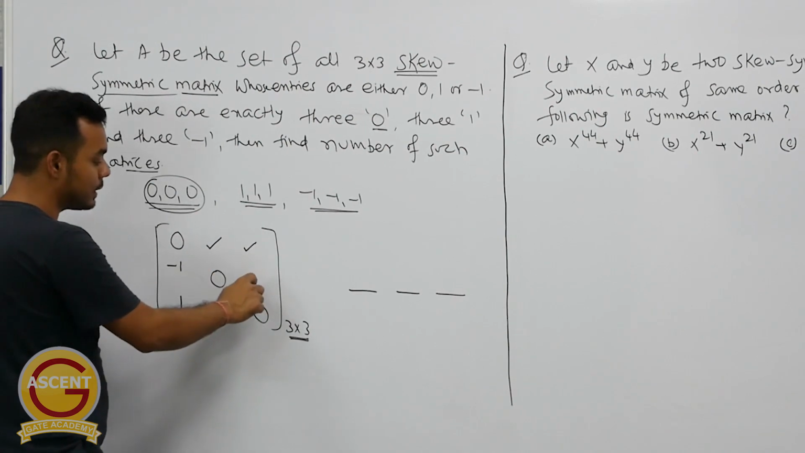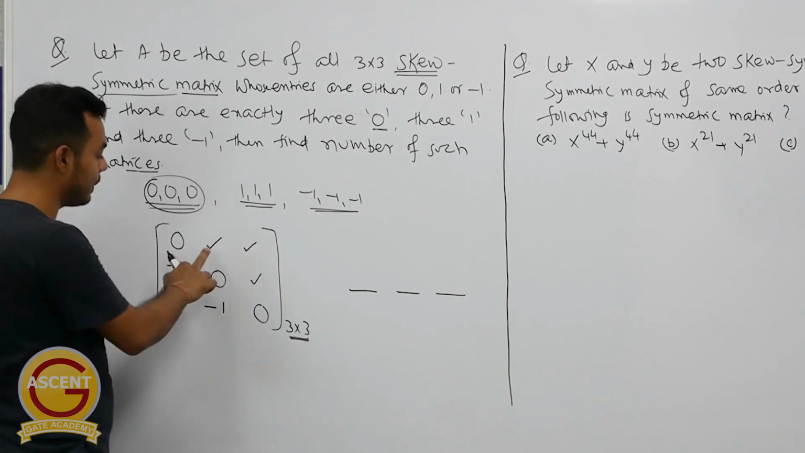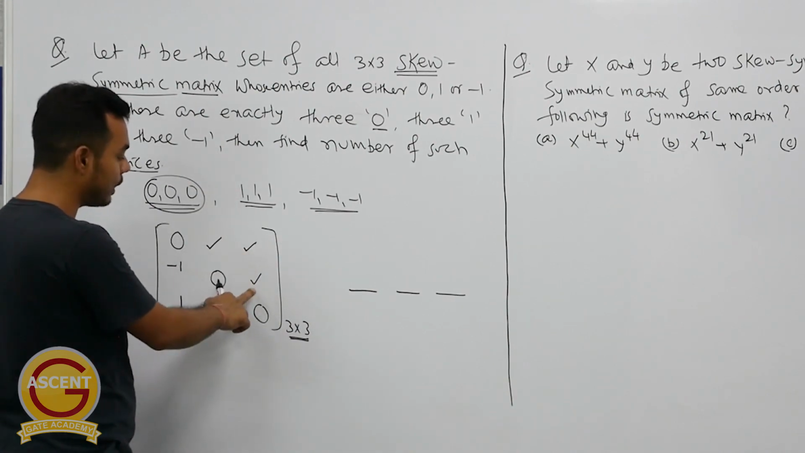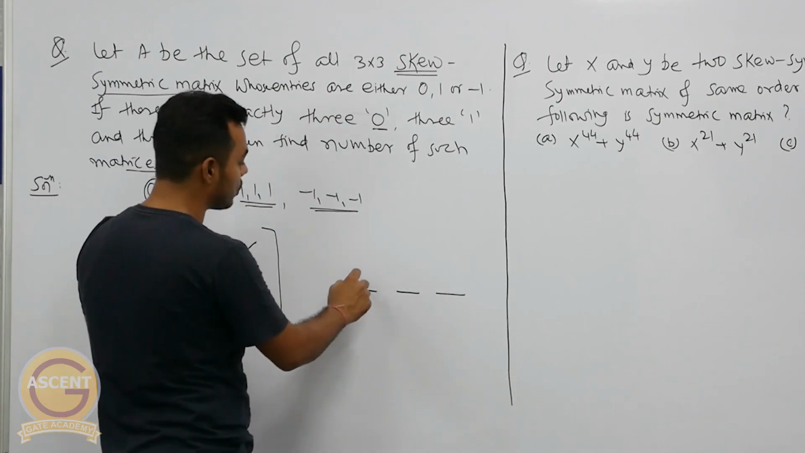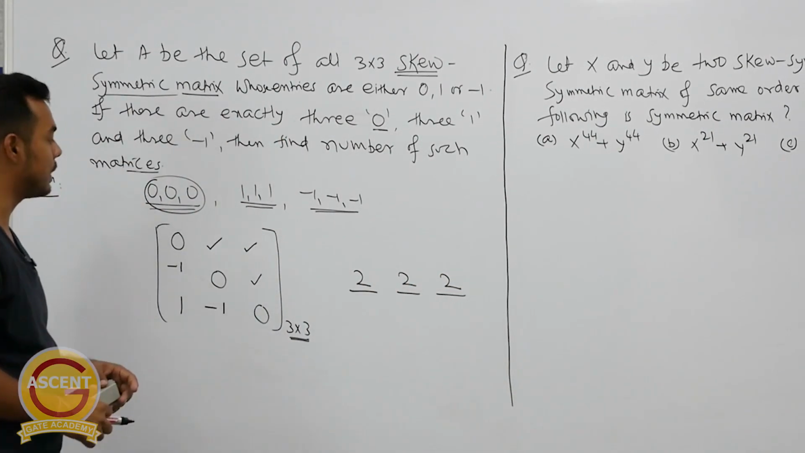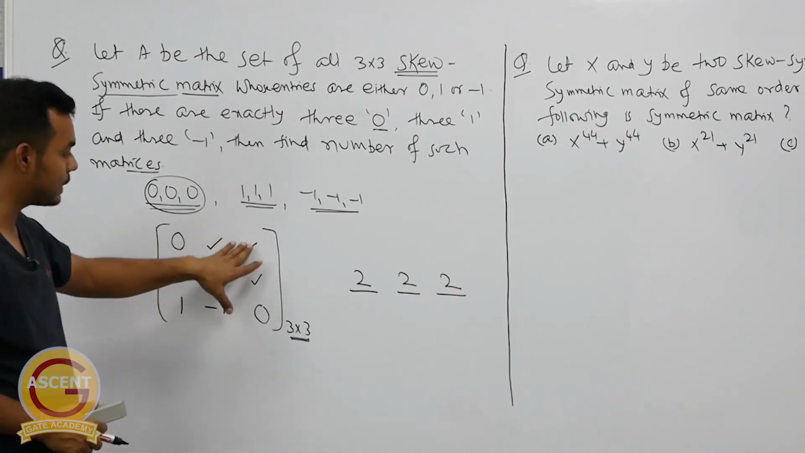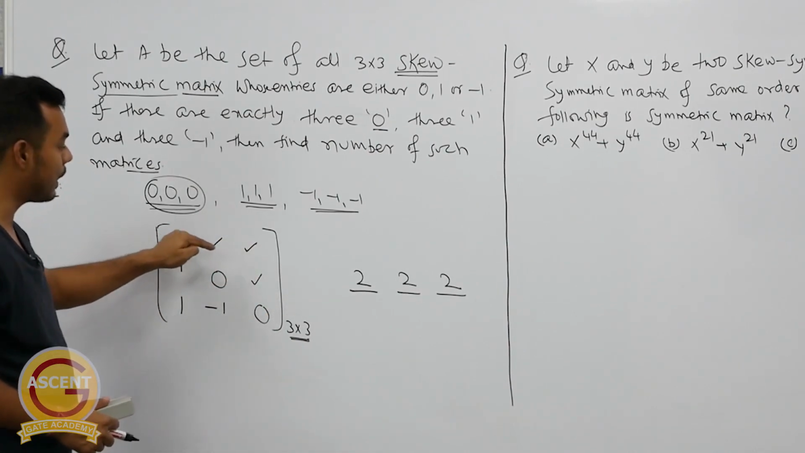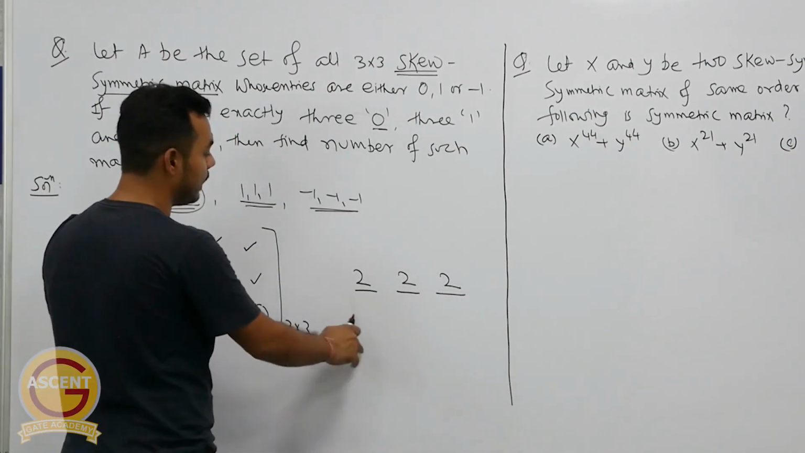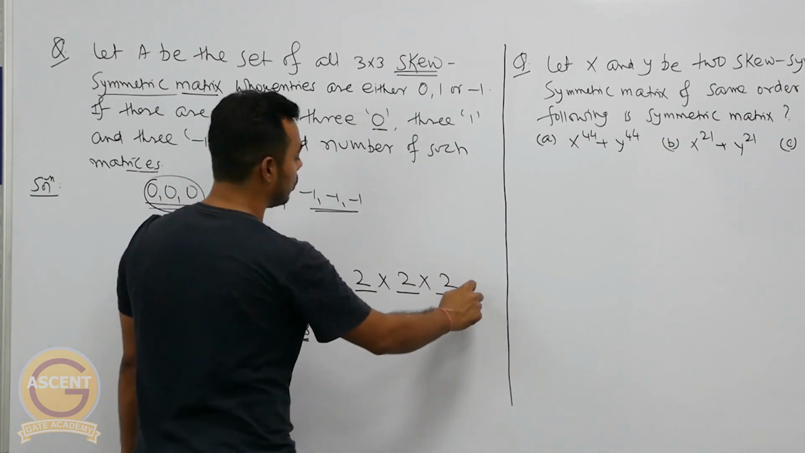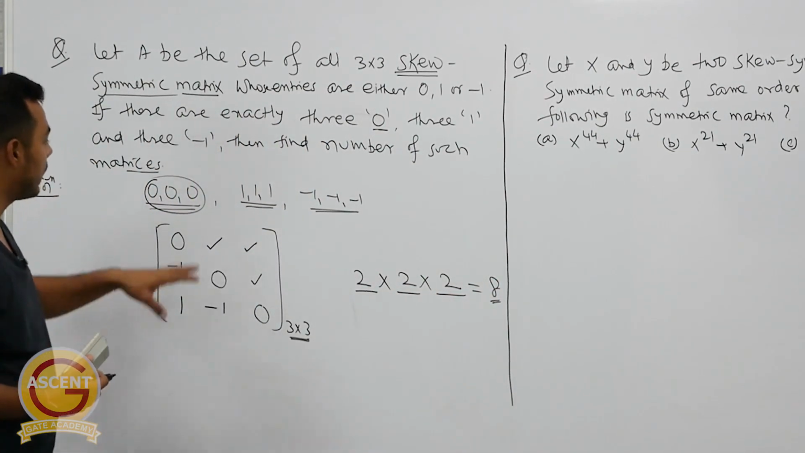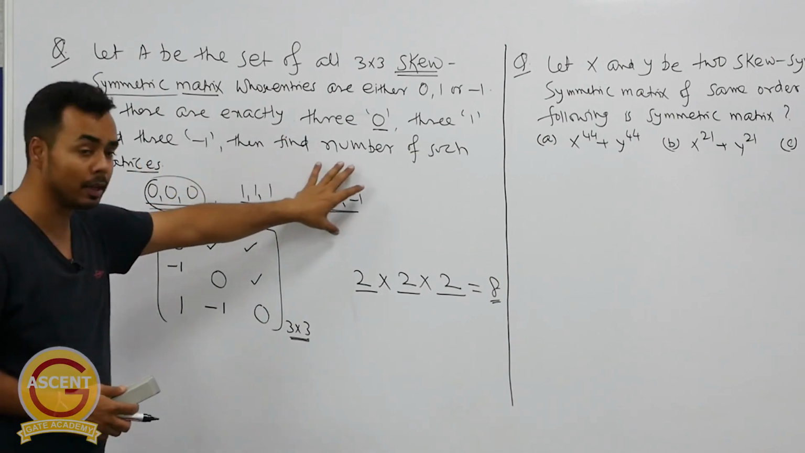So for all these 3 places, you have 2 options. Either you can place 1 or -1. Similarly, for this place also, you can place either 1 or -1. So for each of the 3 places, you have 2 options each. And since we have to fill all these 3 places, here we have to apply the multiplication theorem of permutation and combination. So if I multiply these 3 numbers, I will get 2 into 2 into 2, which is 8. So this means a total of 8 matrices are possible, which will have exactly 3 0, 3 1 and 3 -1.